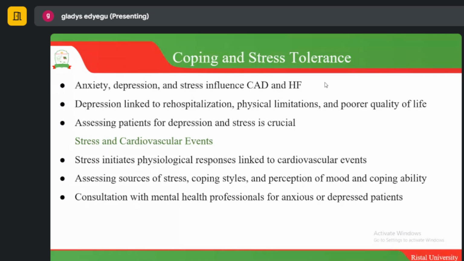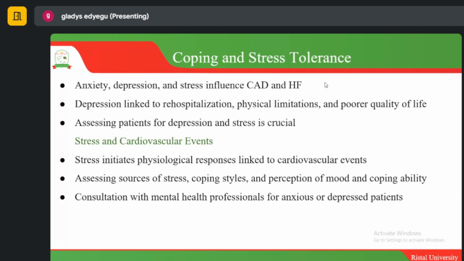So, if the patient is stressed and cannot cope with his condition, they end up being hospitalized several times. And this is not right, and this is not good for both their health and their family. Then also, it affects their physical life. It breaks them down, and some of them can even end up deteriorating, and the quality of life becomes poorer, or it worsens, and the patients can easily die.